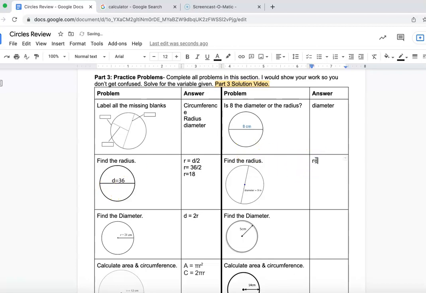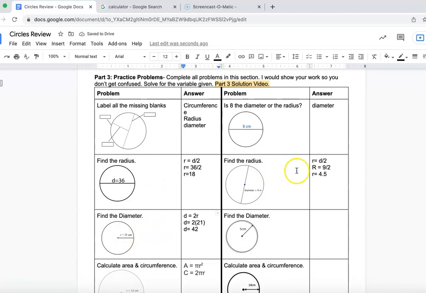Radius equals diameter divided by 2. So the radius equals, the diameter is 9 here, 9 divided by 2, which is 4.5. Now we're going to find the diameter given the radius. So the diameter is equal to 2 times the radius. So diameter equals 2 multiplied by the radius, which they give us here is 21. And so the diameter equals 2 times 21, which is 42.